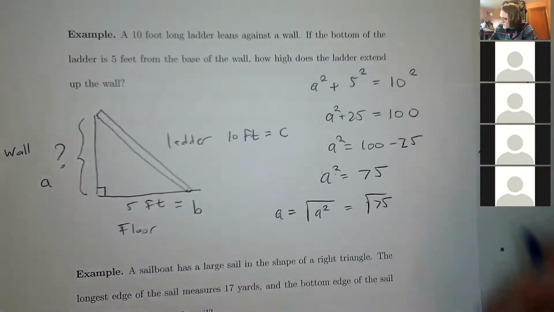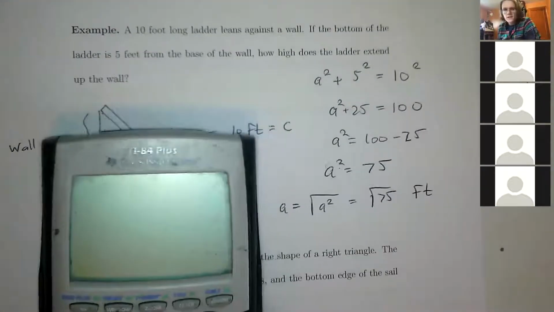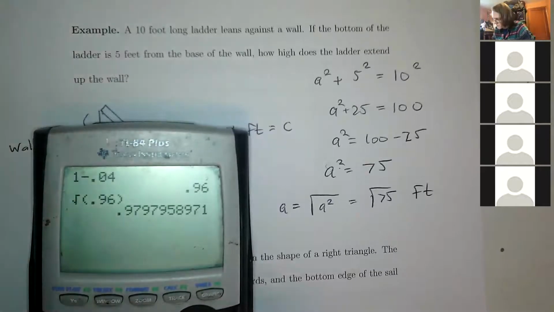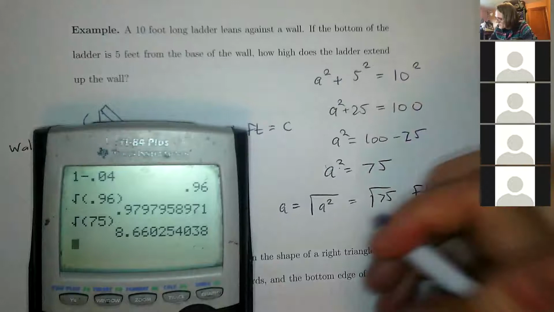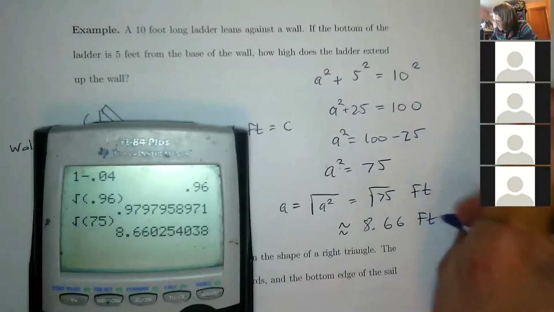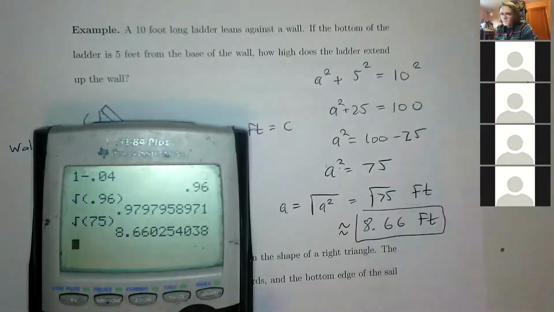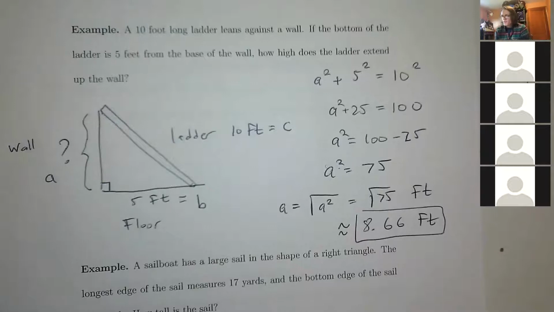And I'm in feet, so that's feet. And more often than not, people want a nice answer. So you can compute exactly what the square root of 75 is, or at least close to what it is. And so it's about 8.66 feet. Right? And there you go. So if the base of the ladder is 5 feet away from the wall and the ladder's 10 feet long, then you know that it's 8.66 feet up the wall, which is kind of cool.